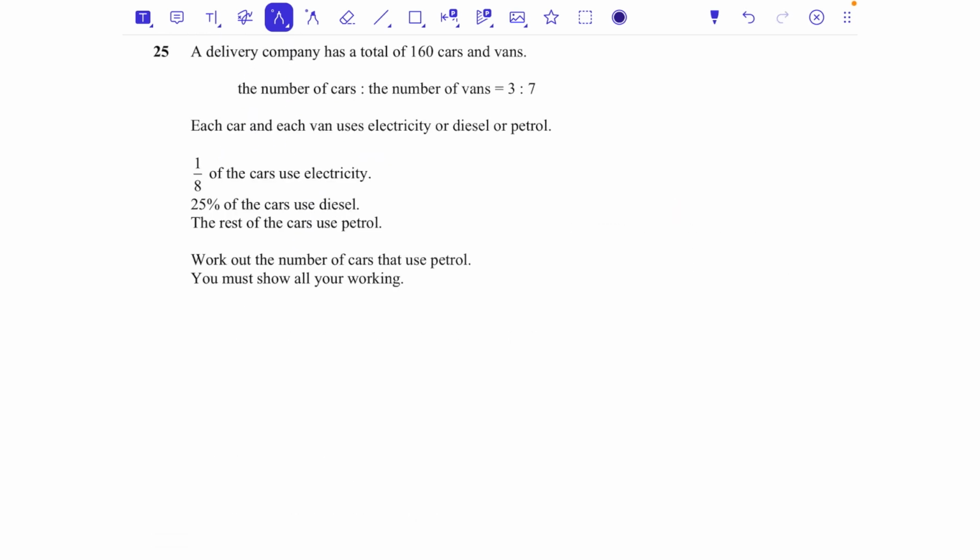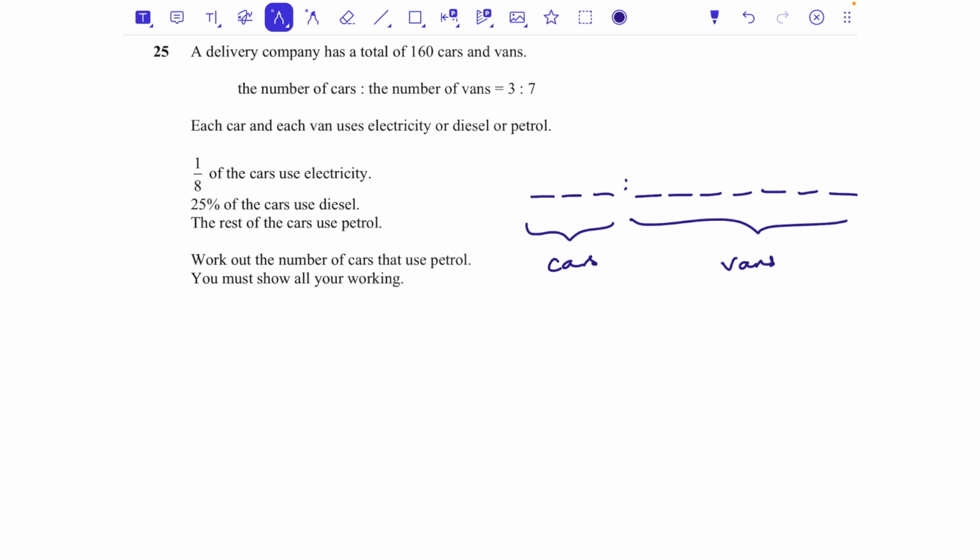Question number 25. A delivery company has a total of 160 cars and vans. The number of cars to the number of vans is in the ratio 3 to 7. So when I see ratio like this, I like to lay it out, 3 parts here to 7 parts here. 1, 2, 3 and 1, 2, 3, 4, 5, 6, 7, and these are your cars, they would fit on these lines, and these are your vans, they would fit on these lines. Each car and each van uses electricity or diesel or petrol. An eighth of the cars use electricity, 25% of the cars use diesel, and the rest of the cars use petrol. Work out the number of cars that use petrol.